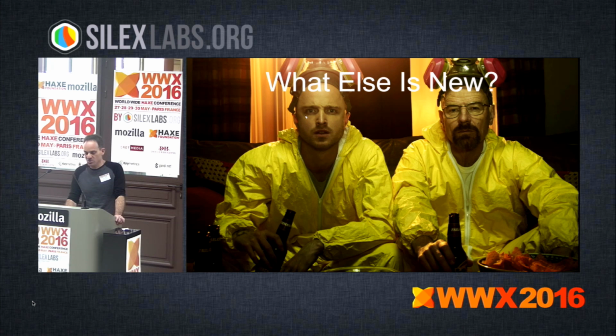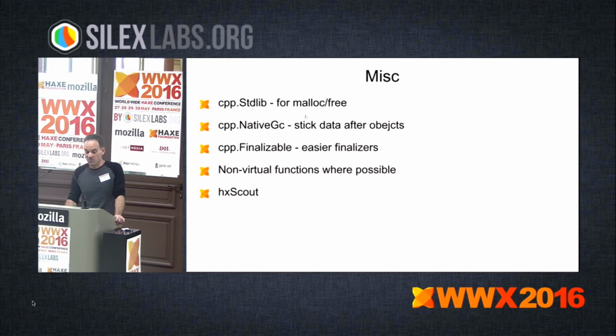So what else is new? stdlib I've added, so these are in the CPP package in the standard compiler. You get direct access into malloc and free if you want to do your own little memory stuff. There's some native GC stuff in there where you can create your own object with room at the end, like I've done with the anonymous objects and the enum objects, and then you can stick your own data in there, and then you don't have to worry about managing the lifetime of that object because it'll correspond to the lifetime of your larger object. I've added CPP finalizable as an easy way for doing a Hx finalizer.